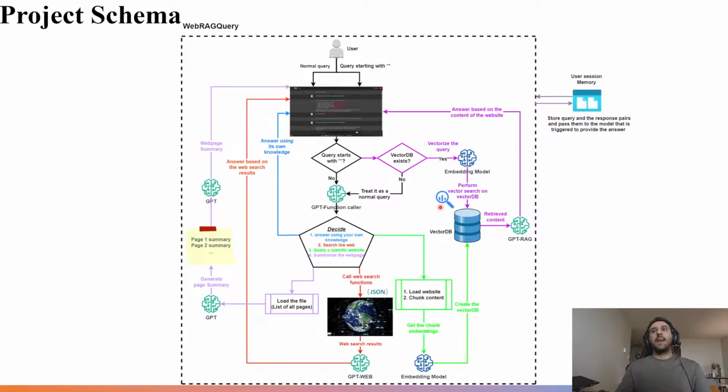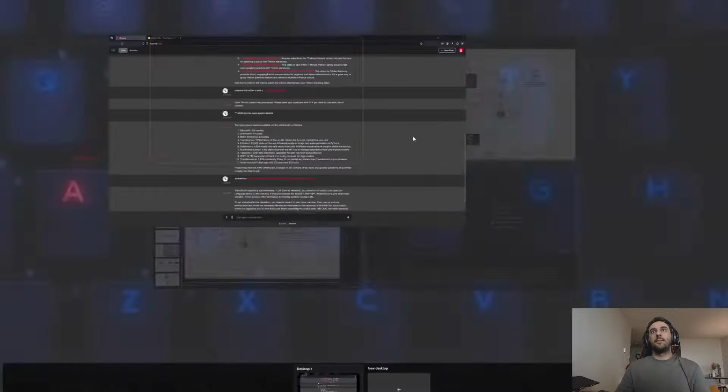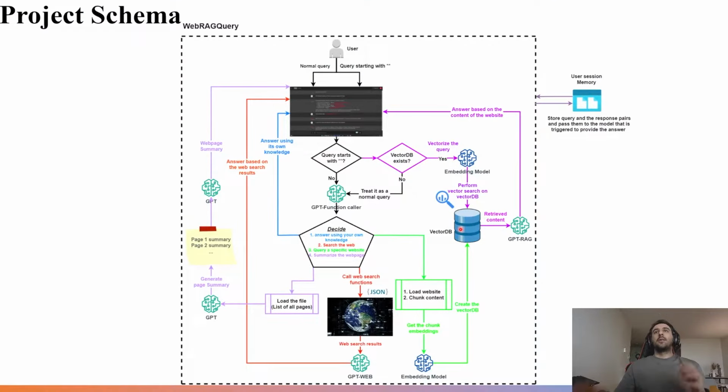So as soon as we have this vector database ready, what we saw in the chatbot was it gave us this answer: "Sure, the URL content was processed, and now you can start asking your question." So as soon as we saw that response, we know that we can start asking questions about the vector database. The only thing is we have to start our query with 2 stars.